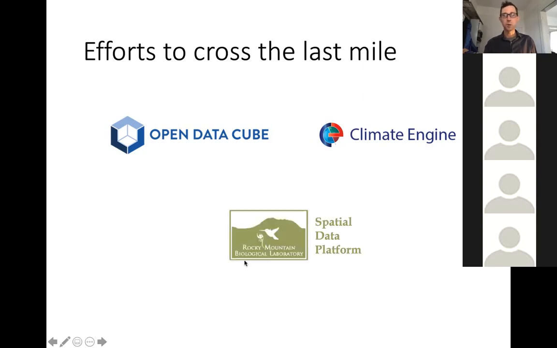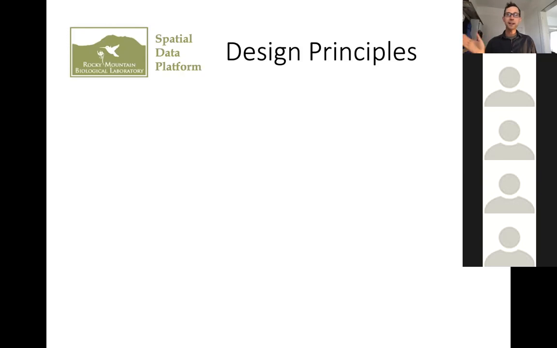And I'll also highlight the work that I'm doing for Rocky Mountain Biological Lab. We're putting together this thing called a spatial data platform, which is essentially a curated, synthesized collection of high resolution, high fidelity spatial data sets that researchers can use. And I see my role as trying to cross that last mile, remove the barriers for taking advantage of these really powerful observations. I'm not going to talk really extensively about the spatial data platform today, but I will just talk about some of our design principles there.